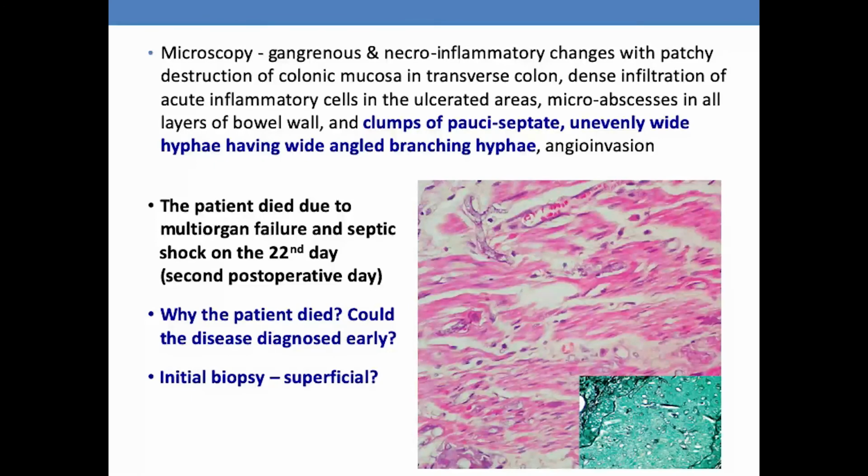The patient died because of multi-organ failure and septic shock on the 22nd day. The question is, why did the patient die? Could the disease have been diagnosed early? I would say the initial biopsy was a superficial biopsy which was considered as acute colitis. If a deeper biopsy had been taken, it would really have diagnosed this patient much earlier. Instead, steroid was given and she was discharged. So you can imagine where the problem is.